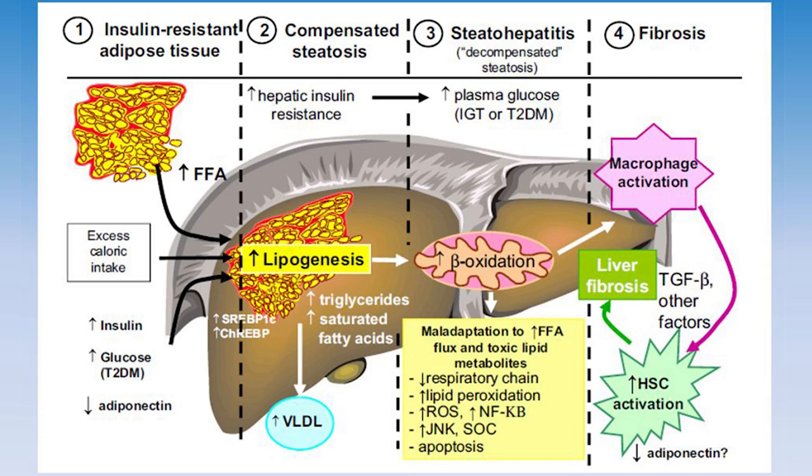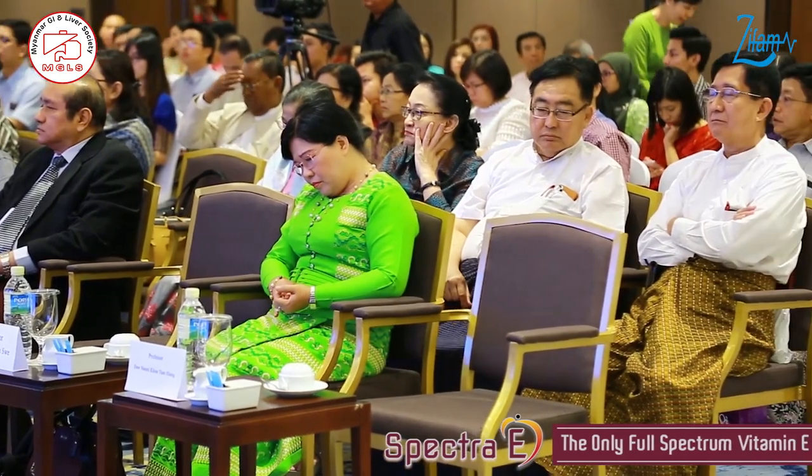If you have NAFLD, you might have insulin-resistant adipose tissue, and we have a compensated stage. Compensated means fatty liver disease, not progression to cirrhosis. But if you have a decompensated stage, this is a kind of steatohepatitis, and you might have a progression to cirrhosis and liver cancer. Finally, the fibrosis and then the liver cancer.